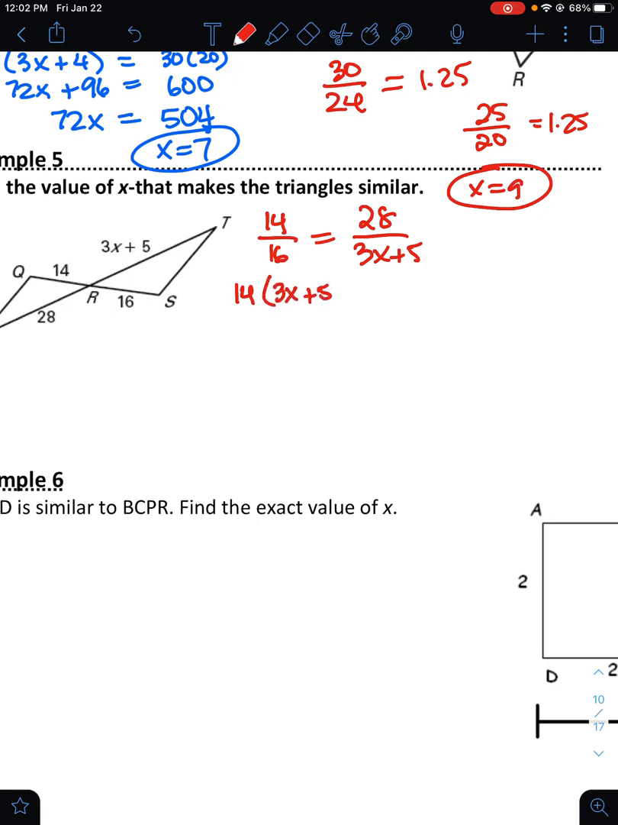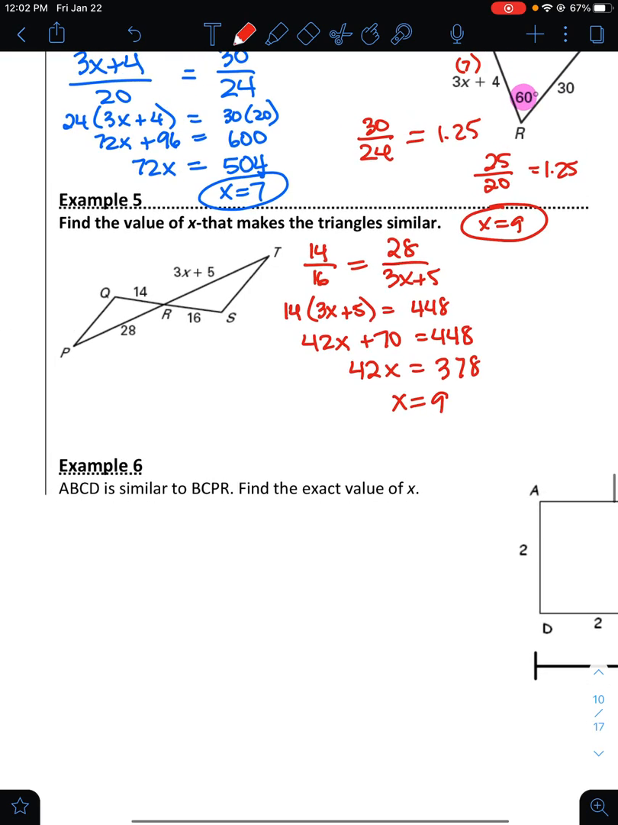So 14 times 3x plus 5, 28 times 16 is 448. So let's distribute. 14 times 3 is 42. 14 times 5 is 70. Take away 70 from both sides. So 448 minus 70 is 378. 42x equals 378. And then divide by 42 is, there's my 9. All right, ratio and corresponding sides.